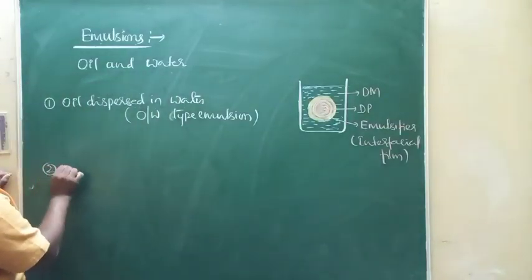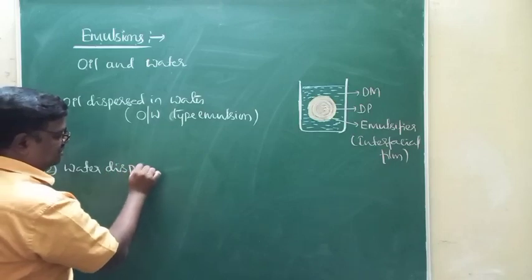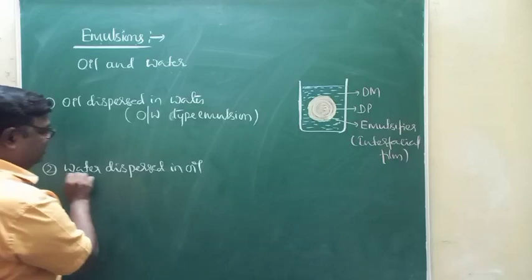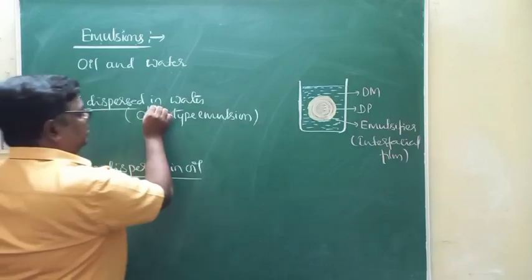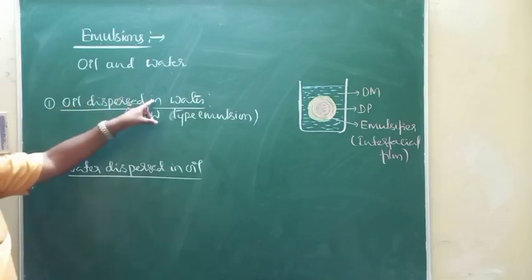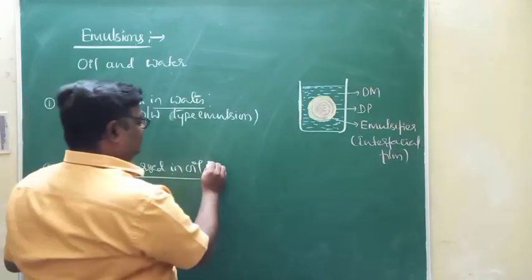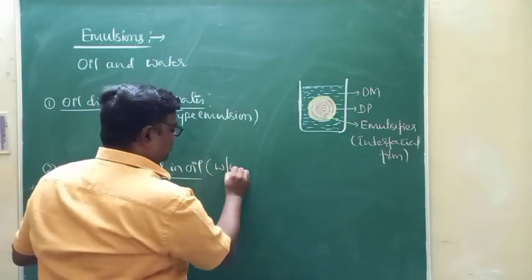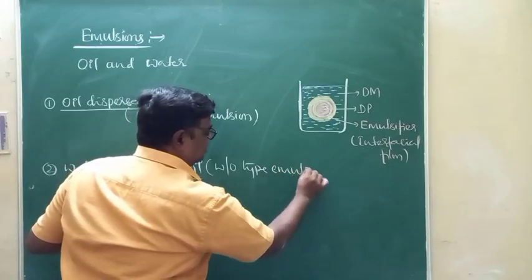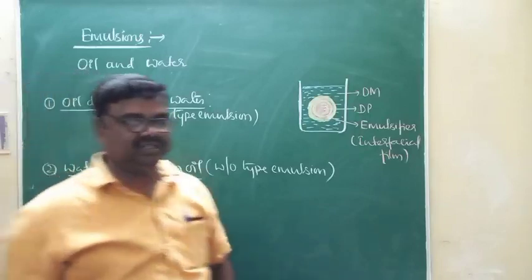Second, it will be water dispersed in oil. This is one more type of emulsion. That is, emulsions prepared by mixing oil and water will be of two types: oil dispersed in water type emulsion, and water dispersed in oil type emulsion, that is, W/O type emulsions. These are the two types of emulsions.